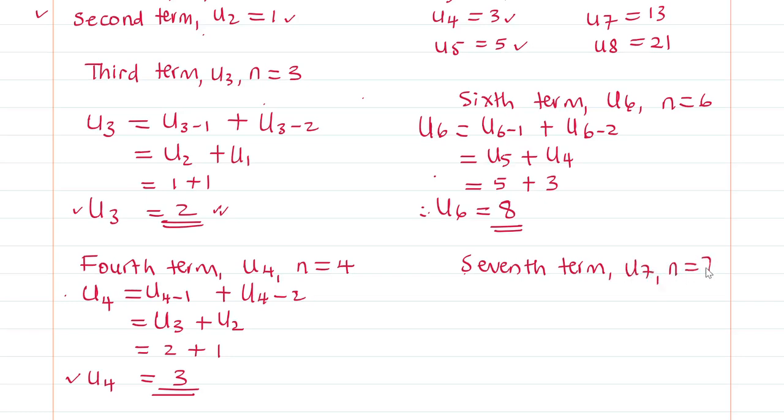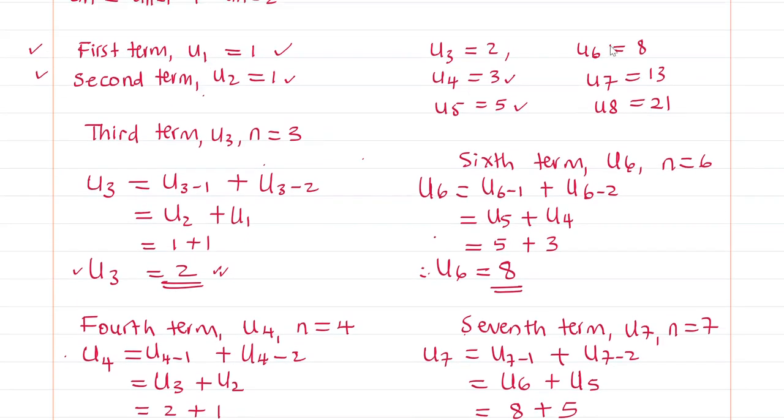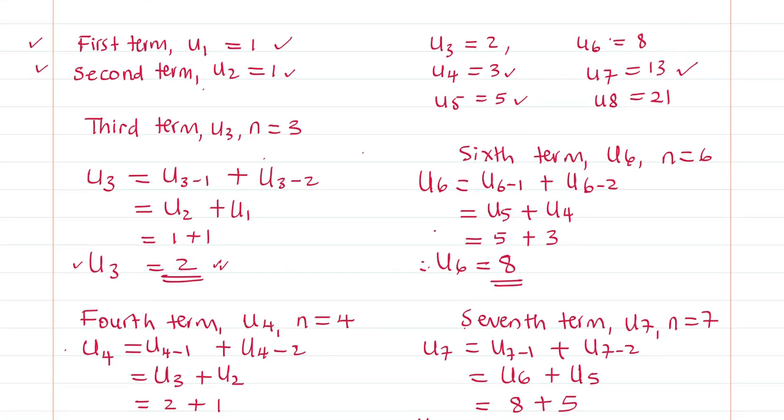Where n is 7. So in that formula, we shall just say U7 equals U7 minus 1 plus U7 minus 2. This gives us U6 plus U5. 7 minus 2 is 5. So just get the sixth term, U6, which is 8, plus the fifth term, which is 5. And that gives us 13. So our seventh term, U7, is 13. And if you come here, I got 13 simply by adding the previous two terms, which is the sixth term and the fifth term.